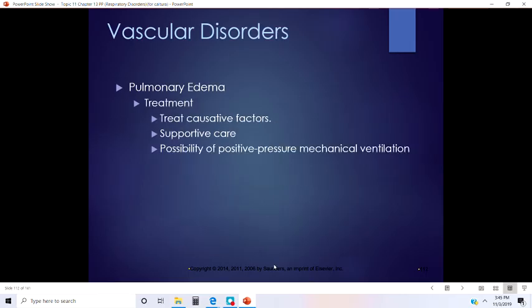So the best thing to do, as far as pulmonary edema, is to get the liquid out of the lungs quickly. So there's medications that will do that. But then to treat the causative factors, right? What's causing it? Is it that left-sided heart failure? Is it the low levels of albumin? That type of thing. And then finally, just to do some type of supportive care. It is possible that these patients would be put on a ventilator until the problem is solved.